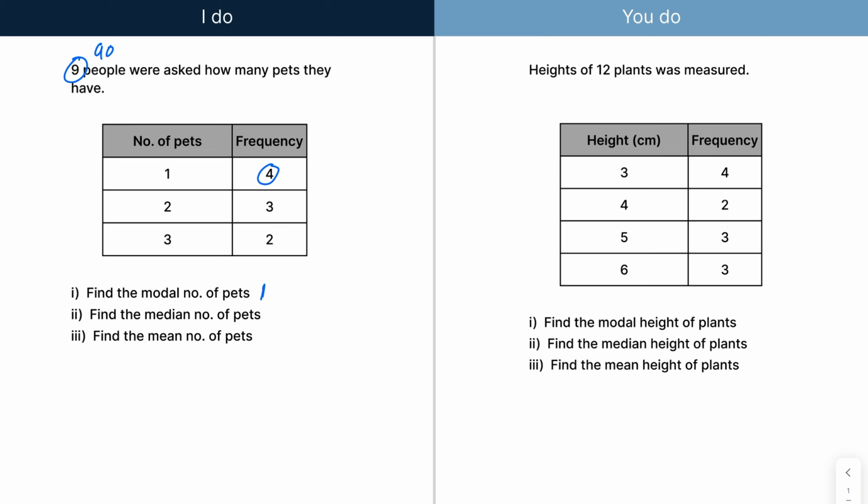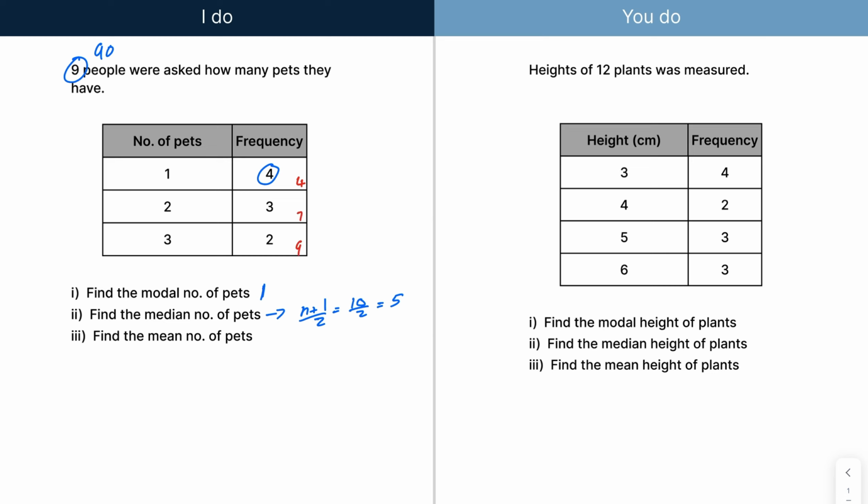Now the median is the middle number. Now for this, we can use a formula, n plus 1 divided by 2. Now n is how many people there are. There's 9 people, so that's going to be 10 divided by 2, which gives us 5. Now that's not the median, that's telling us where the median is. The median is at position 5. So if I start up here, this is position 4, this is position 7, and this would be position 9.